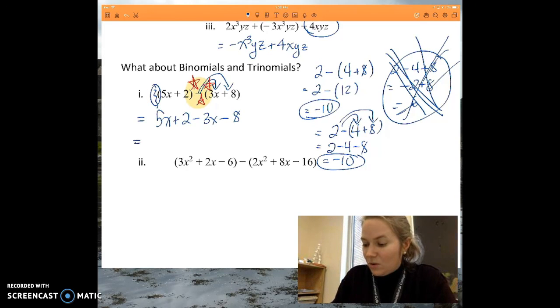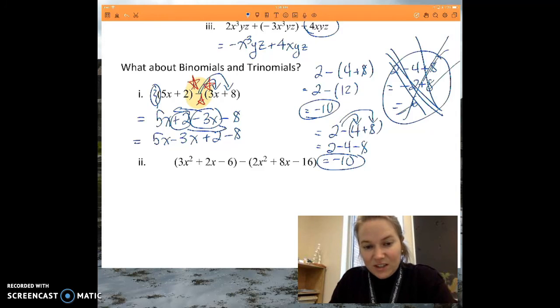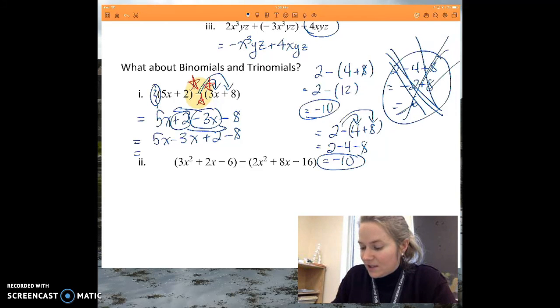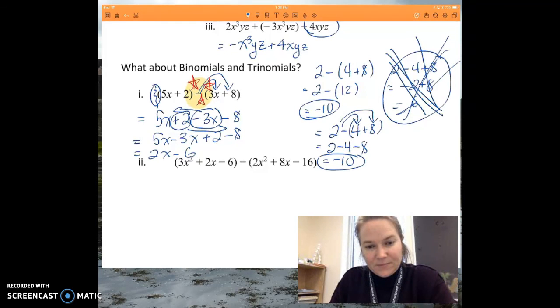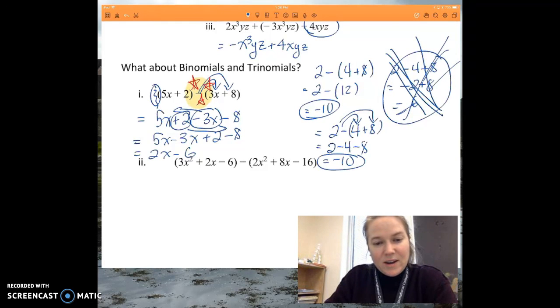So let's continue. We're going to collect our like terms. We're going to go 5x minus 3x. Plus 2 minus 8. I'm just moving these around to make my life easier. 5x minus 3x is 2x. 2 minus 8 is minus 6. Okay, we're going to quickly do one more.